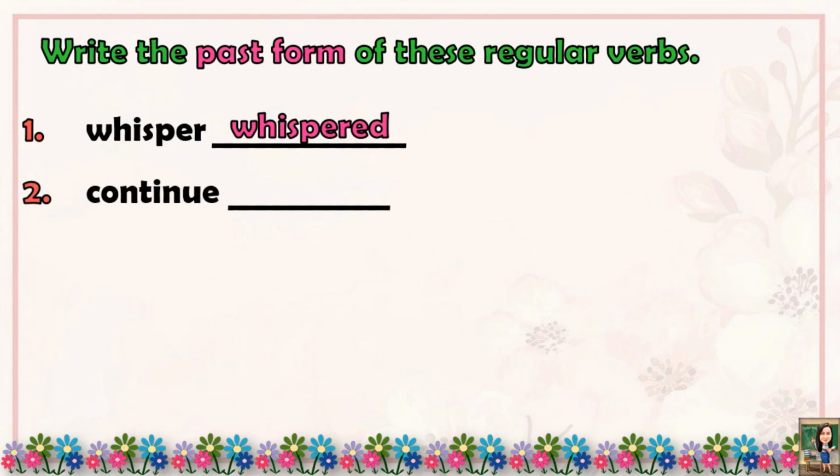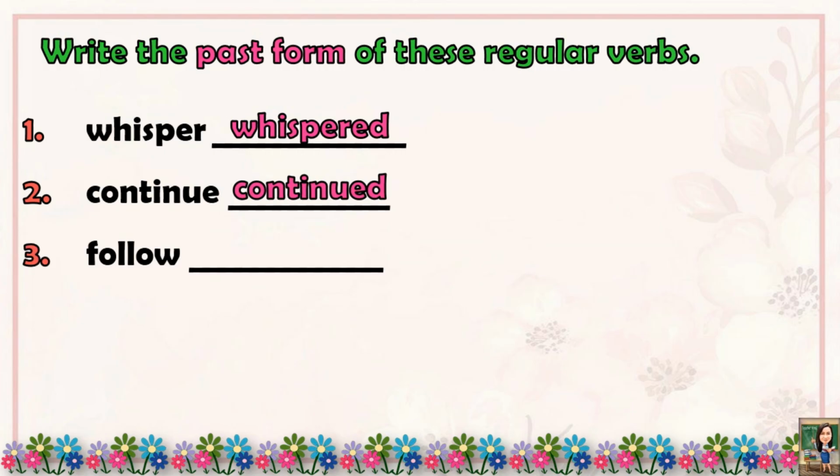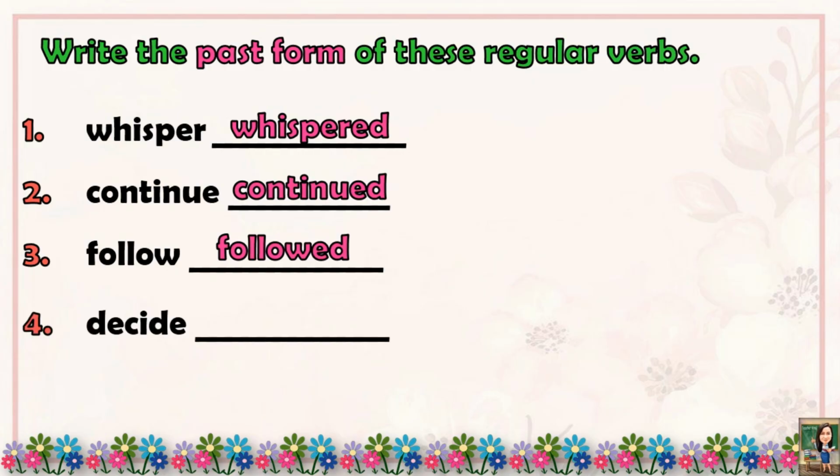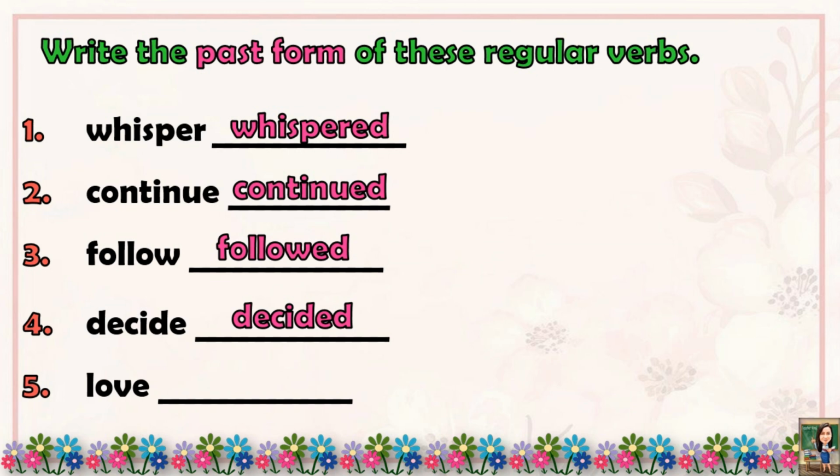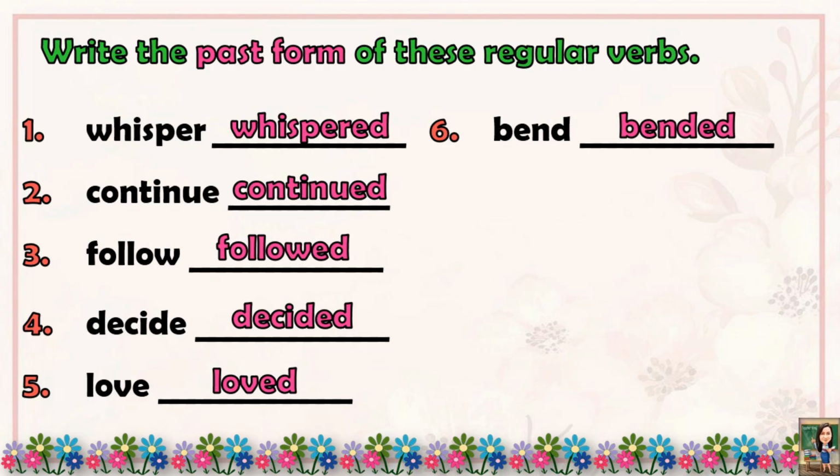Number 2. Continue. The past form is continued. Number 3. Follow. The past form is followed. Number 4. Decide. The past form is decided. Number 5. Love. The past form is loved. We add D. Number 6. Bend. The past form is bended. We add ED.